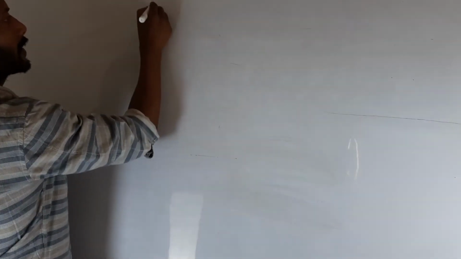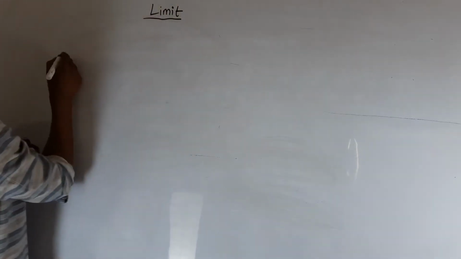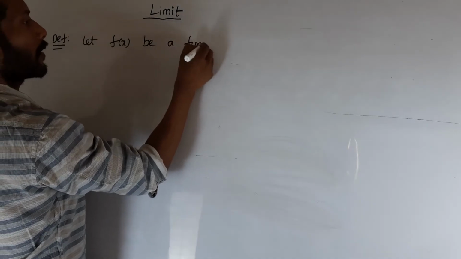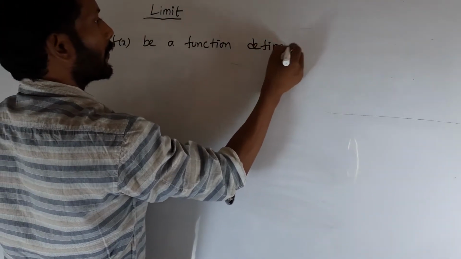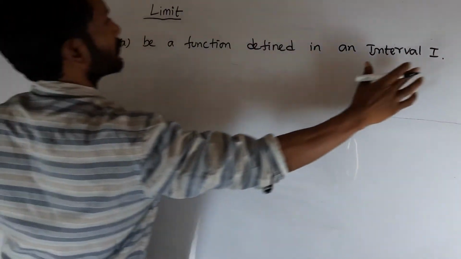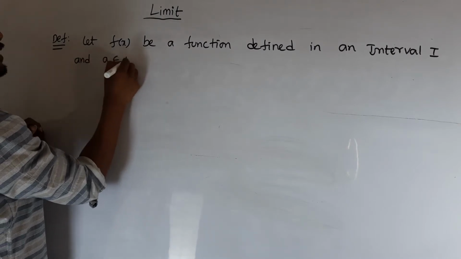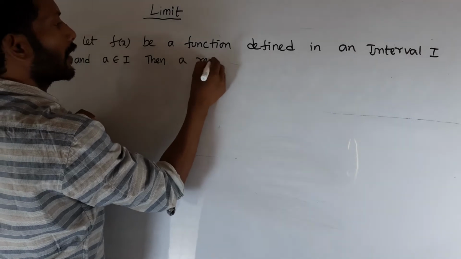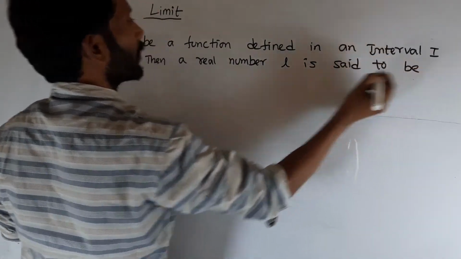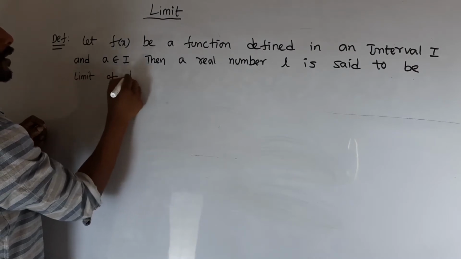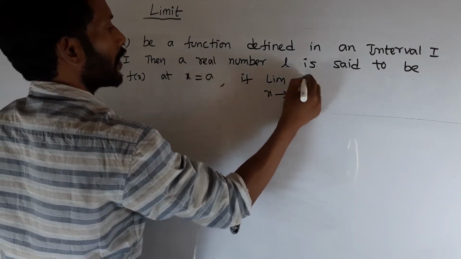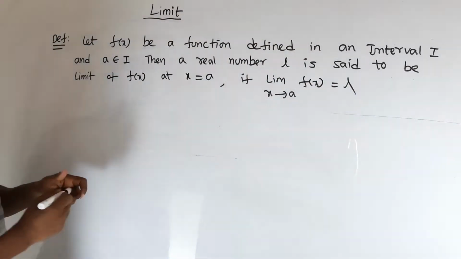Now new topic, limits. First definition: let f of x be a function defined in an interval I and a belongs to I, then a real number L is said to be the limit of function f of x at x equal to a if limit x tends to a, f of x is L. What is the definition of limit?